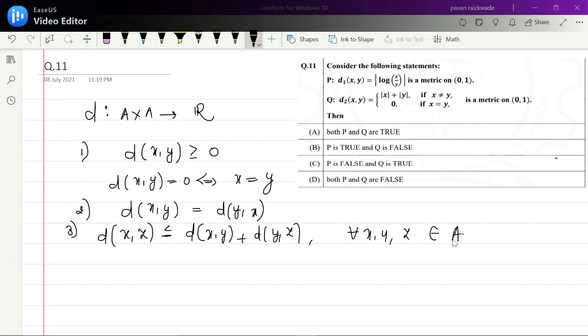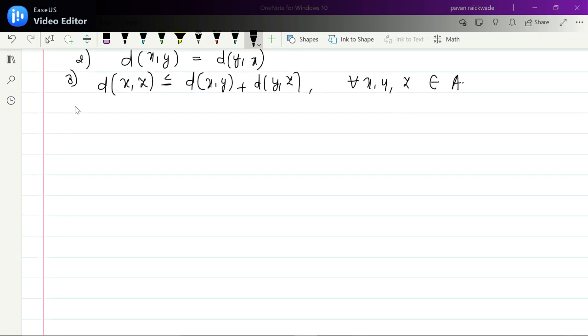So these are the properties which must be satisfied by a function D in order to be a metric on a particular set A. According to these three properties, we will verify whether D1 and D2 satisfy them or not. So let's start with D1. What is D1? D1 at the point x, y is defined as the modulus of log of x upon y.